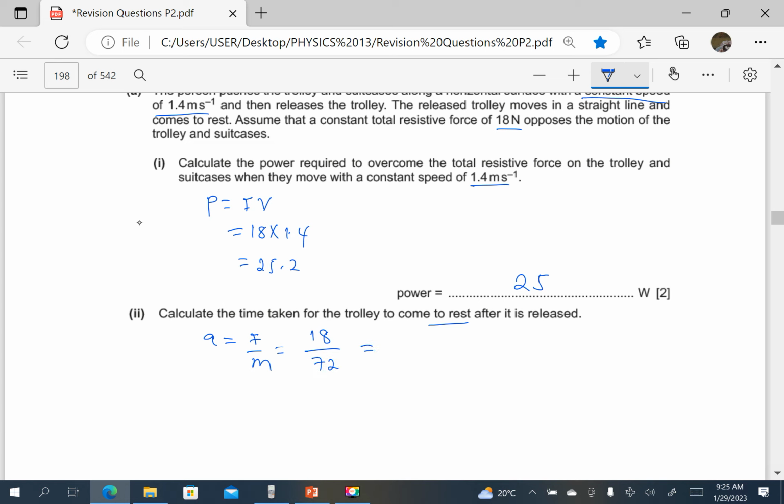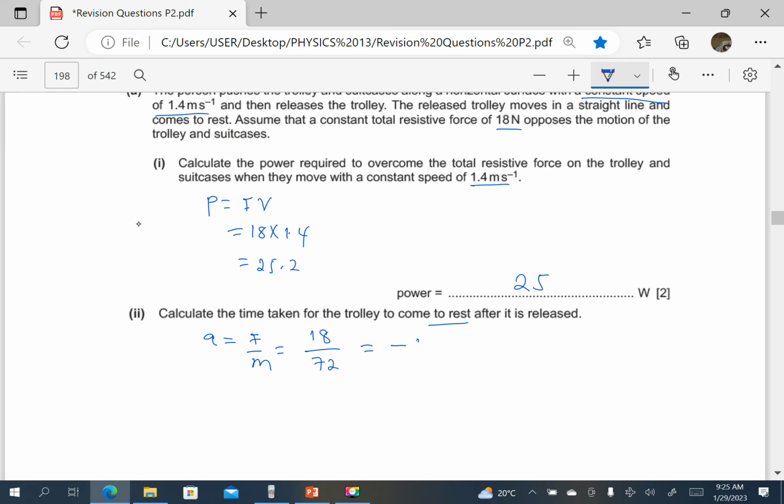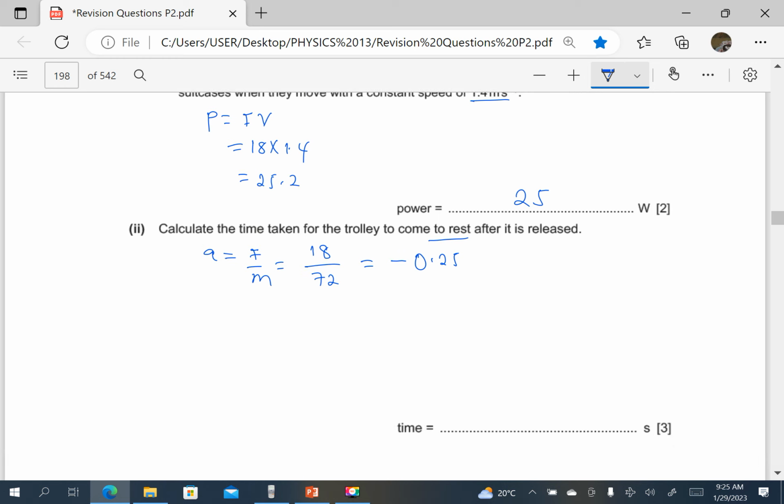Therefore, this acceleration is going to be negative. When I press my calculator, that is 18 divided by 72. That is a quarter, which is 0.25. So it's negative 0.25. It is actually coming to rest. That negative means a deceleration. So we want time, so we can use the equation of motion, v equals u plus at.